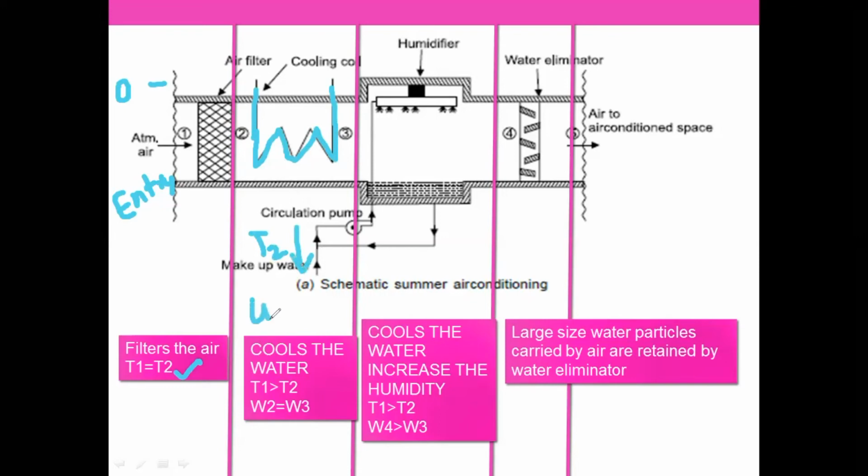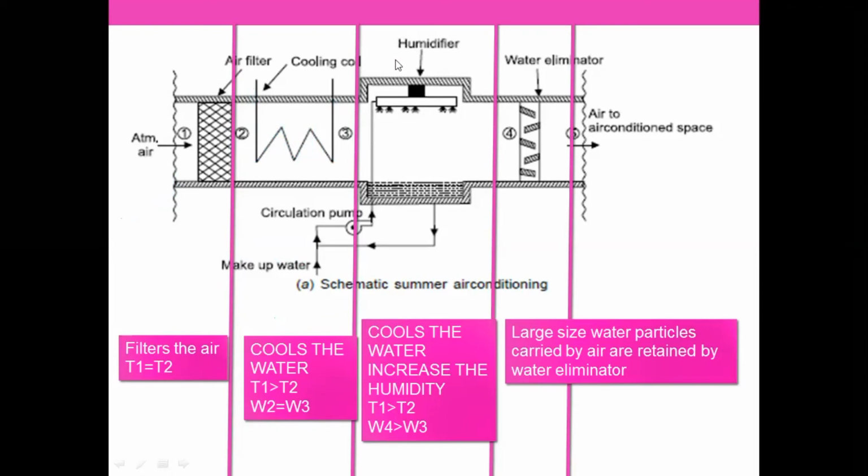The specific humidity, the omega value, cannot be changed, because we have to only play with the heat cooling. So this is known as sensible cooling. Sensible cooling is nothing but whenever you start the cooling process, its temperature decreases. The next section will be the humidifier.